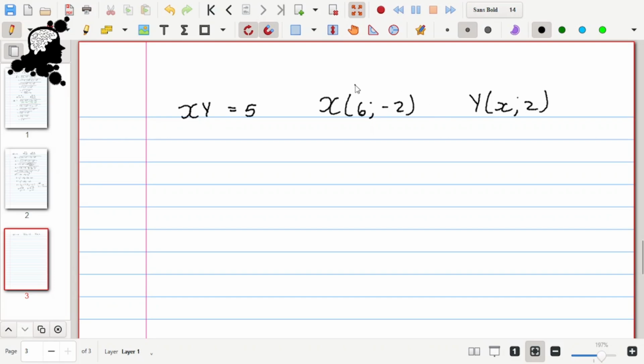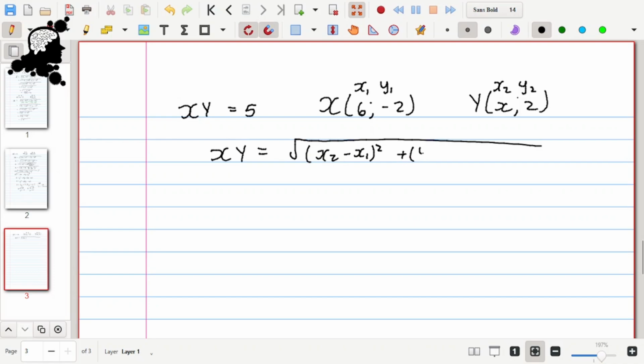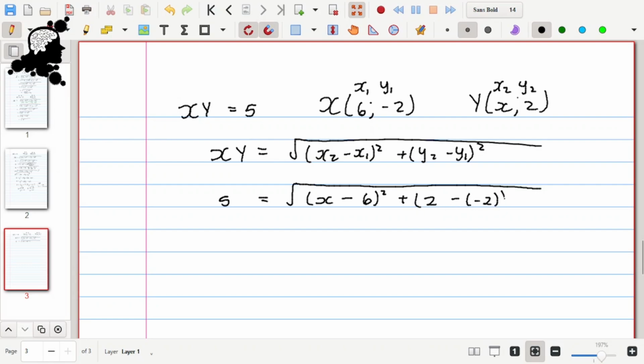Let me start by labeling. This is x1, this is y1. This is x2, this is y2. Now, xy is equal to the square root of x2 minus x1 all squared, plus y2 minus y1 all squared. This is going to give us 5 is equal to the square root of x2, that is x, minus x1, that is 6 all squared, plus y2 is 2 minus y1, that's minus 2 all squared.